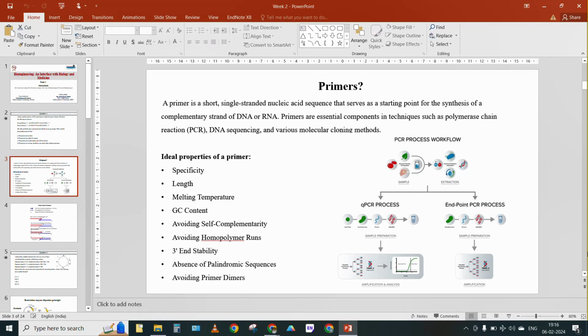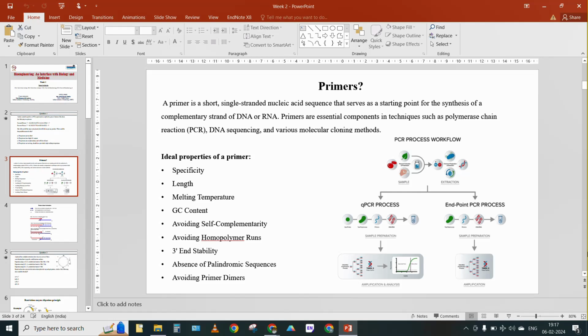Here are some ideal properties of a primer: specificity, length, melting point, GC content, avoiding self-complementarity, avoiding homopolymer runs, 3-end stability, absence of palindromic sequences, and avoiding primer dimers. We'll go through them one by one. Specificity: a primer should be designed to bind specifically to a target DNA or RNA sequence, ensuring that amplification or synthesis occurs only at the intended region. The second property is length. Typically, primers used in PCR are around 18 to 25 nucleotides long, which provides sufficient specificity while allowing efficient hybridization to the target sequence.